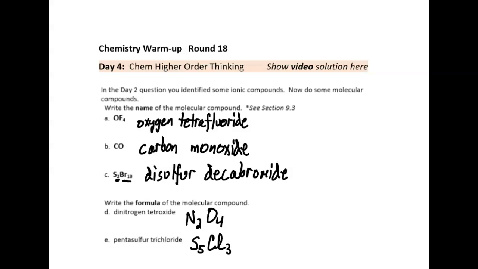Notice how much faster it is to write the formulas for molecular compounds than it was to write the formula for ionic compounds. With ionic compounds, we had to worry about making the positive and negative charges match. Molecular compounds don't involve positive and negative charges, so the formulas are very fast to write, simply by looking at the words and coming up with the symbols and the subscript numbers.